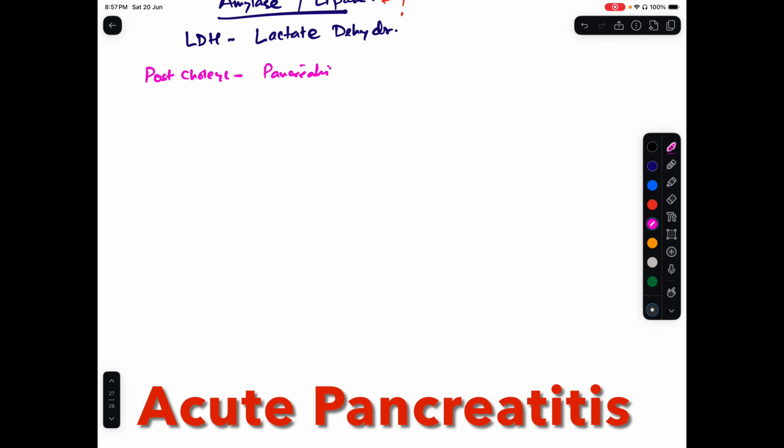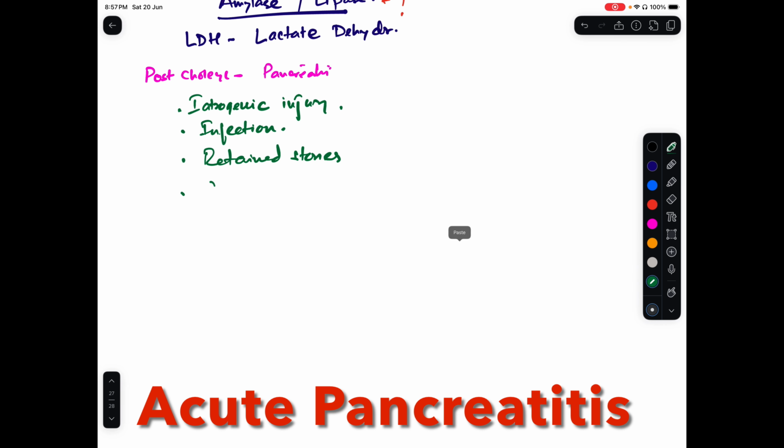So it can be any of the iatrogenic injury to the pancreas, or infections, retained stones, there can be strictures. These are the causes of post cholecystectomy pancreatitis.